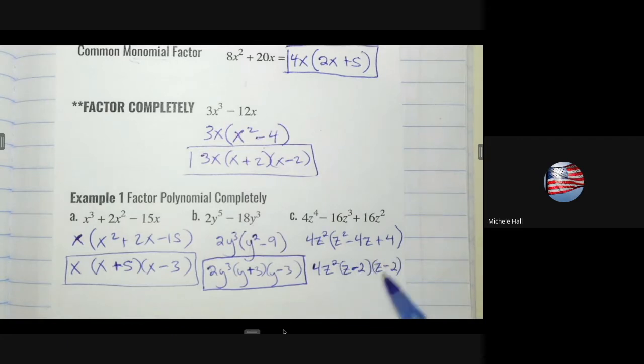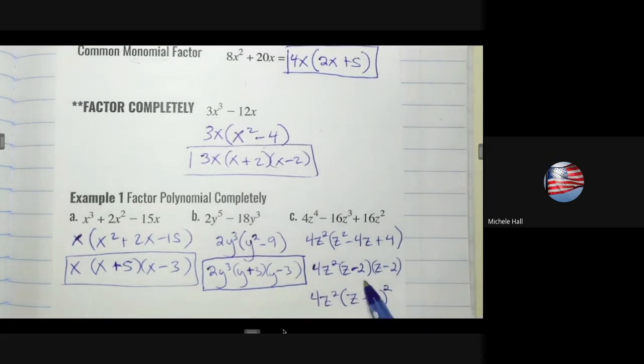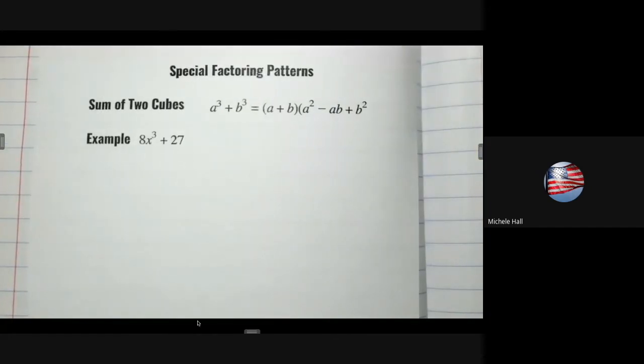I've got a perfect square trinomial here. So we're going to do 4z squared times z minus 2 squared. We want to make sure that we are simplifying our algebra. And here we can see that we have 2 of the z minus 2's. Final answer.